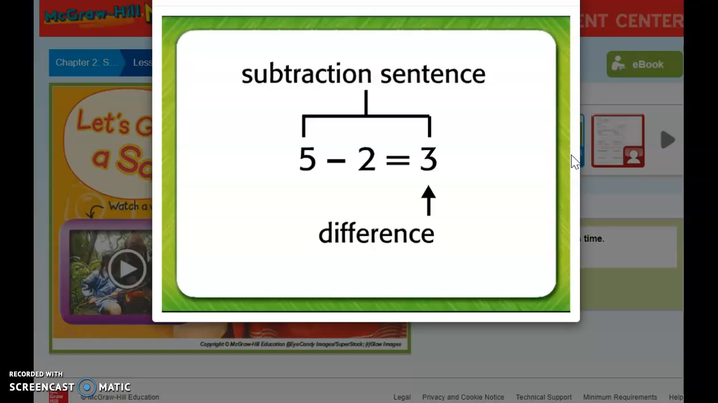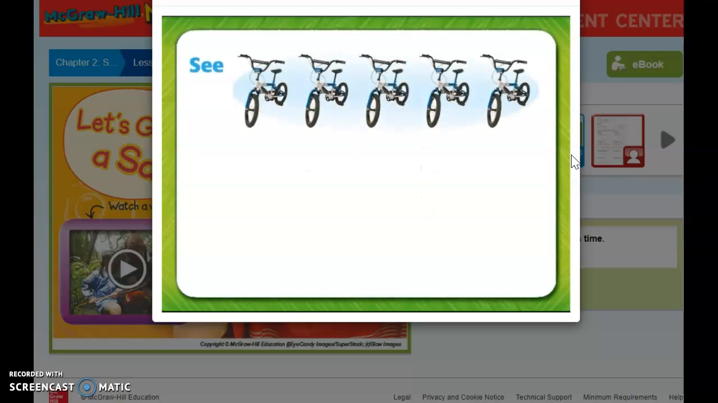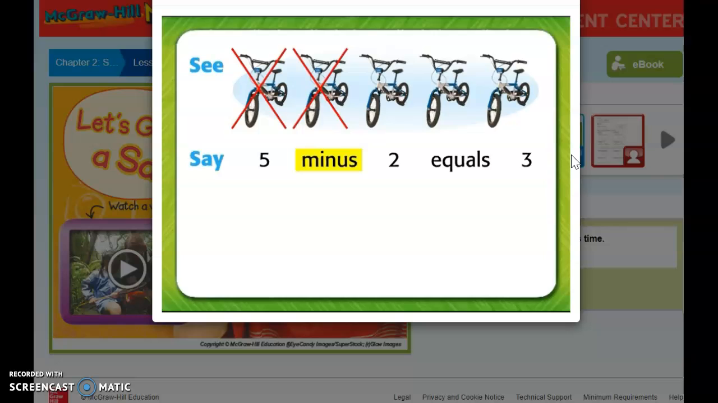Answer to a subtraction problem. Picture to show a subtraction sentence. There are 5 bicycles at the store. 2 of them are left. How many are left? Subtraction sentence. 5 minus 2 equals 3. Subtraction sentence.